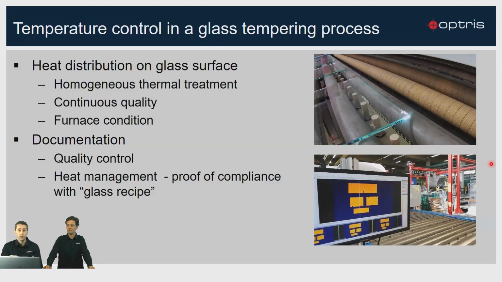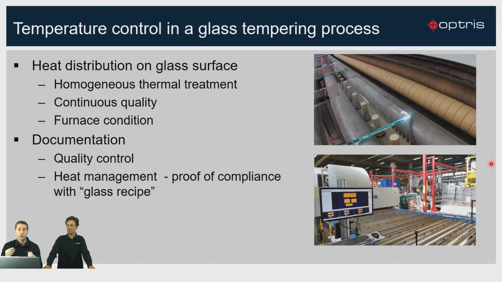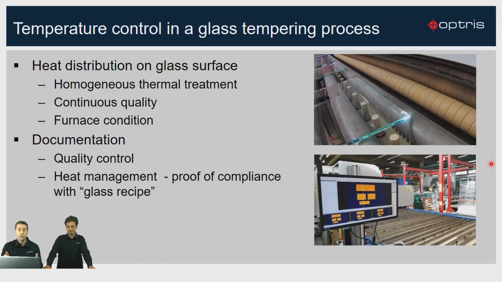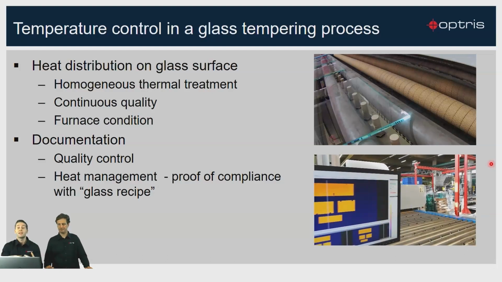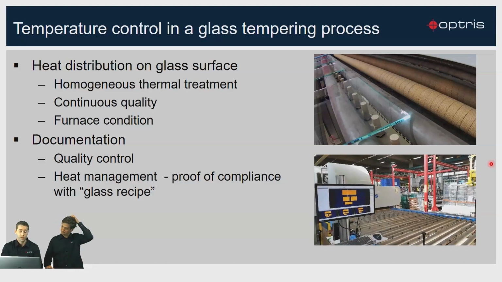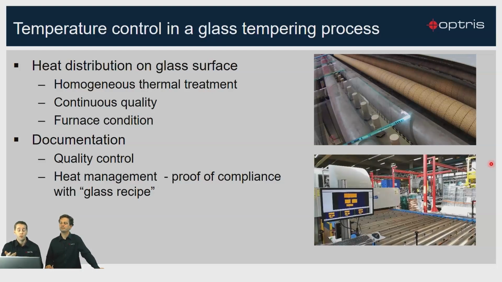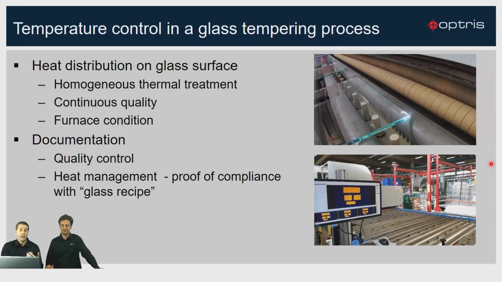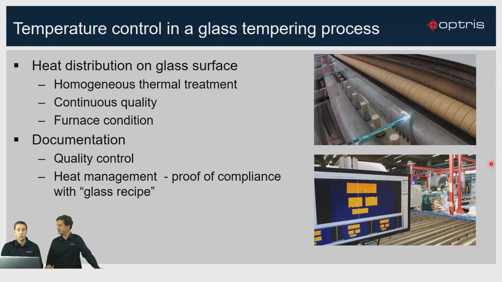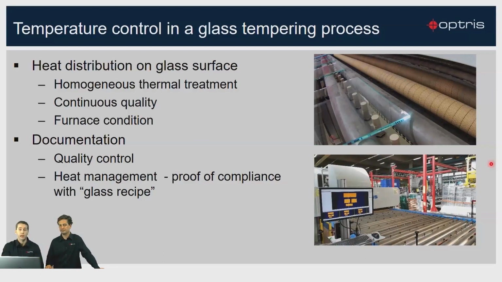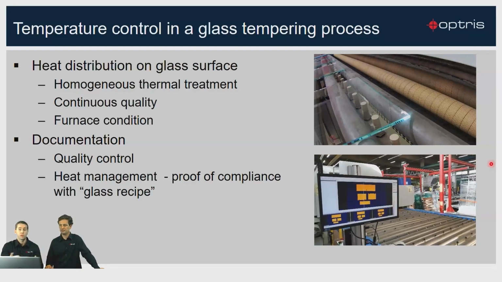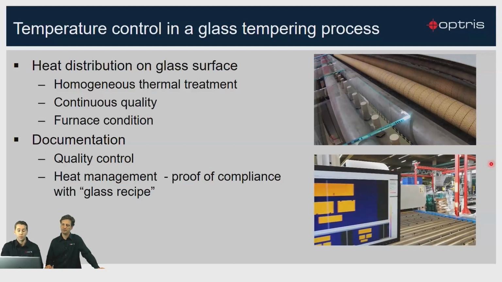With this information, of course, we can see, is there still consistent quality? Is this changing over time? Is the furnace itself changing over time? We can collect this data and use it for quality control. And even if there are customers who want to try new recipes for their glass, they can prove that this is still working and this is the right approach.